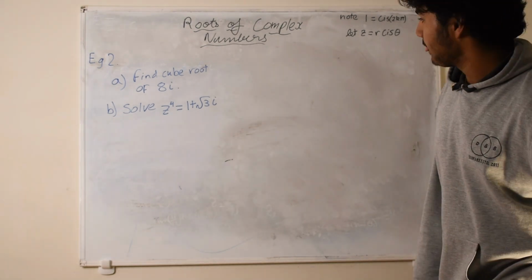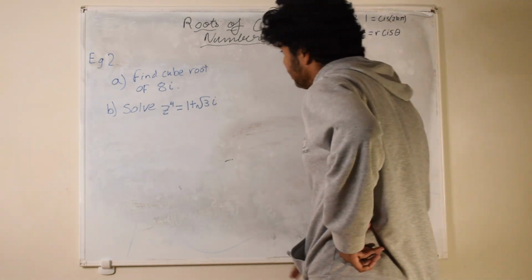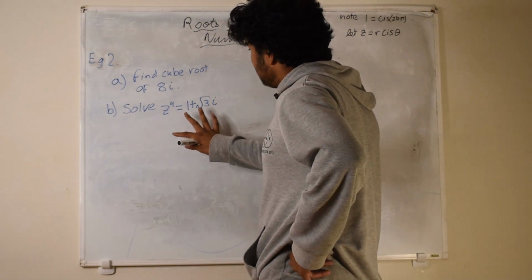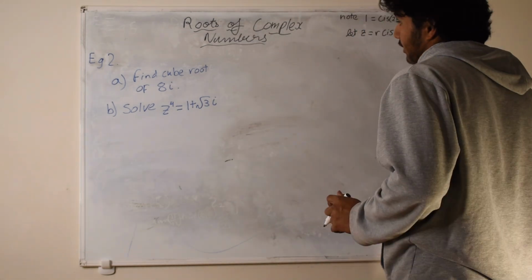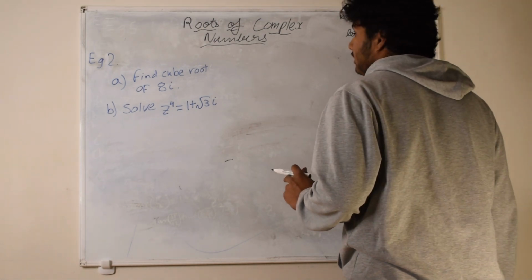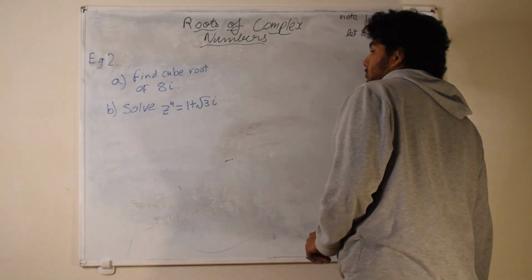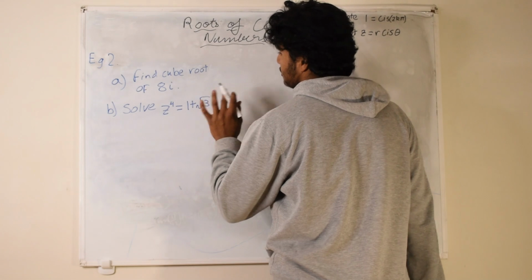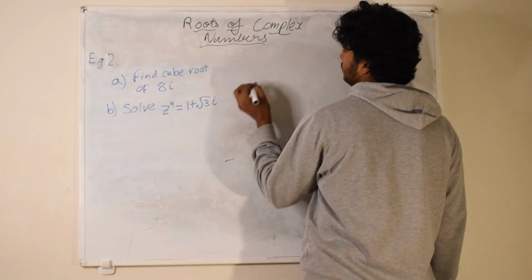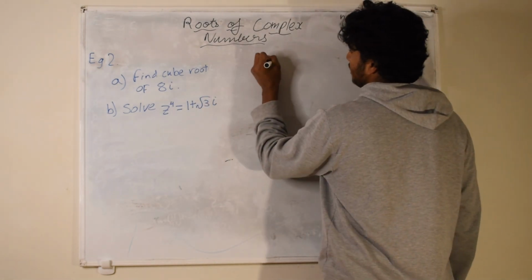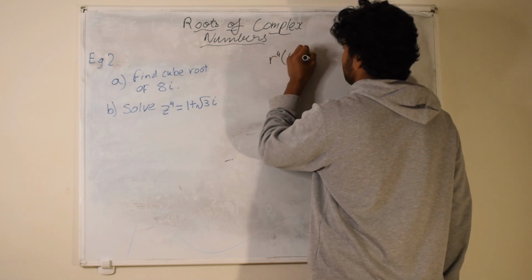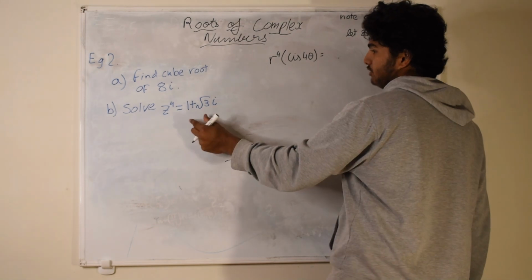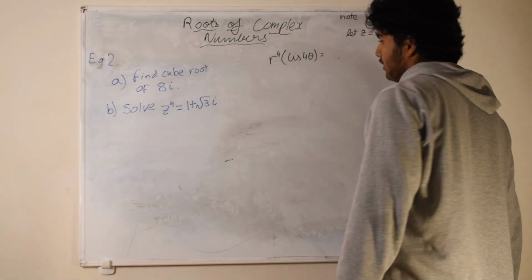So we've got z to the power of 4 equals 1 plus root 3 i. Let's start, we'll take a similar approach. Same thing: let z equal r cis theta. We have r to the power of 4 cis 4 theta equals, change this into mod-arg form.